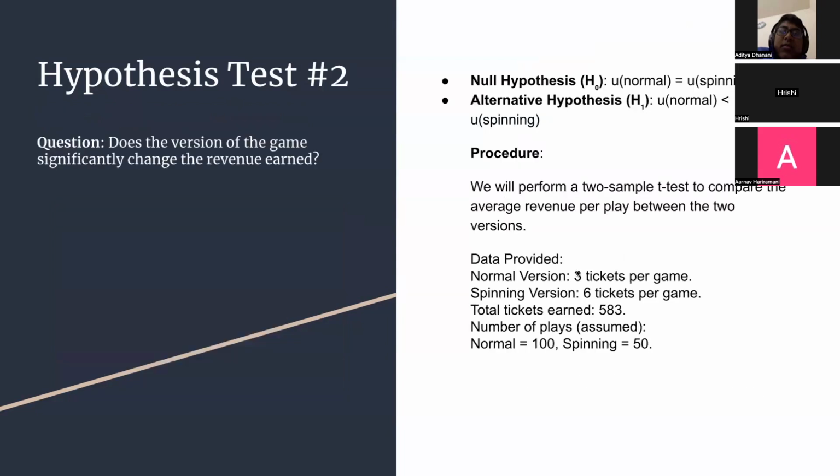And our hypothesis test number 2, our question was, does the version of the game significantly change the revenue earned? And we had a null hypothesis, in which they are equal, and our alternative hypothesis where normal was less than spinning. The procedure was that we would perform a two-sample t-test to compare the average revenue per play between the two versions. The data provided was that the normal version was 3 tickets per game, spinning version was 6 tickets per game. Total tickets earned 583, number of plays were assumed, and normal equals 100, spinning equals 50.